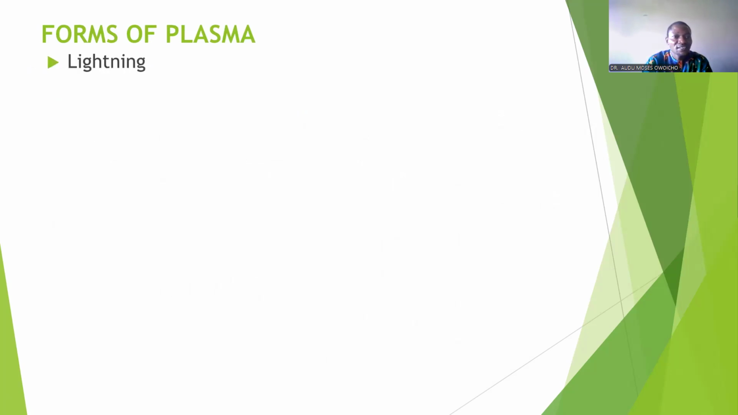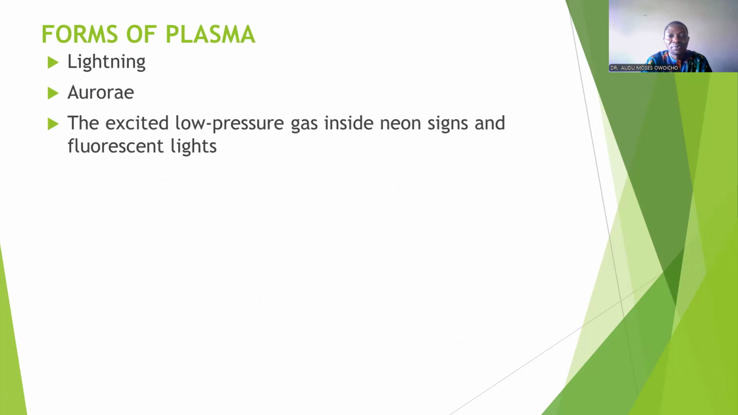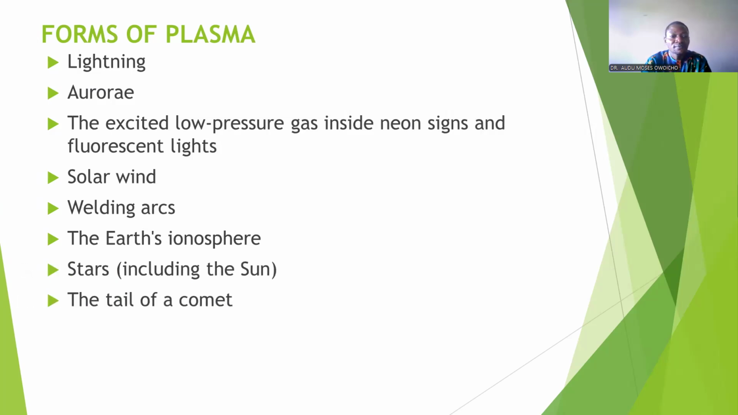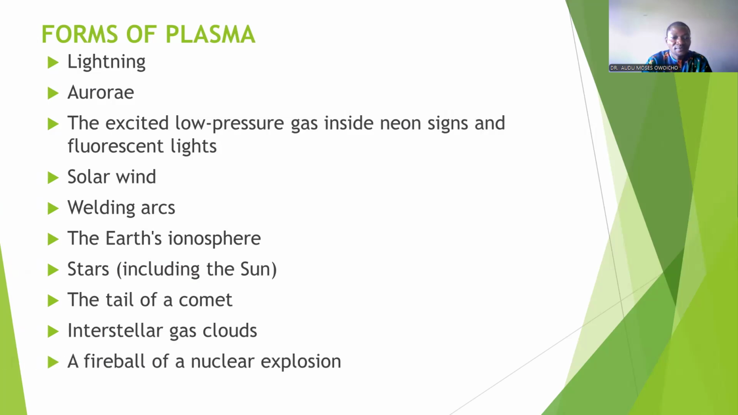Let's look at various forms in which plasma exists. Plasma exists as lightning, in aurora, in low pressure gas inside neon signs and fluorescent lights. We have it in the solar wind, welding arc, and Earth's atmosphere. Plasma exists in stars, including the sun. It exists in the tail of a comet, in interstellar gas clouds, and also in the fireball of a nuclear explosion. So these are various forms of plasma.